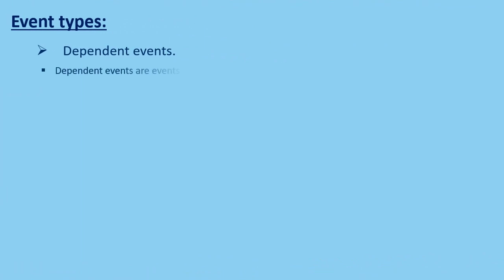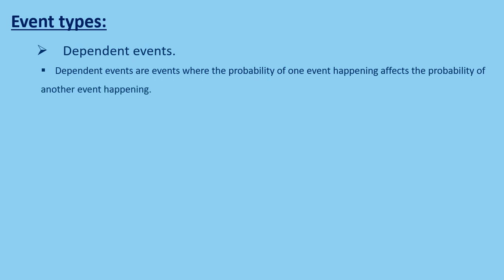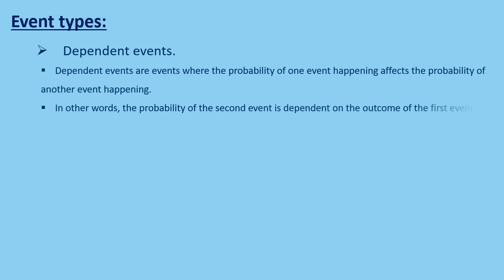Dependent events are events where the probability of one event happening affects the probability of another event happening. In other words, the probability of the second event is dependent on the outcome of the first event. Let's consider an example to better understand this concept.